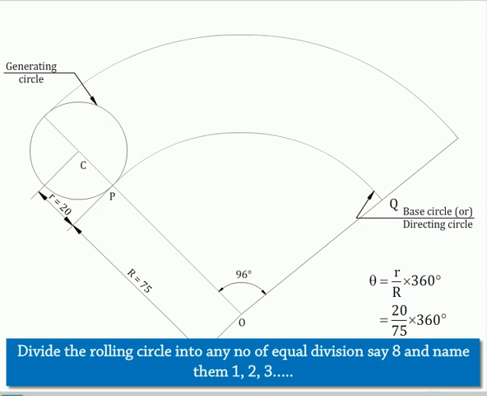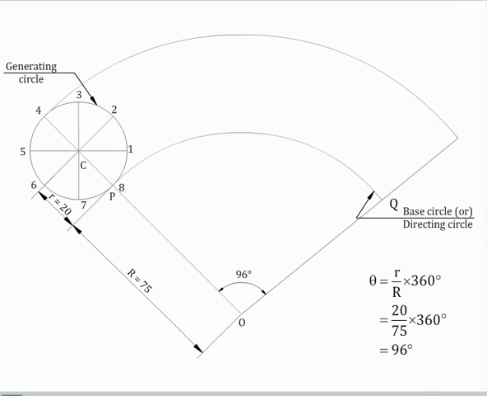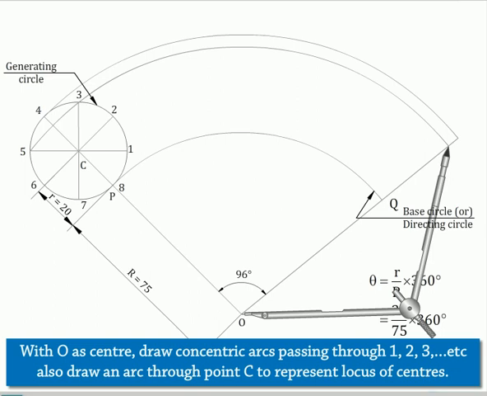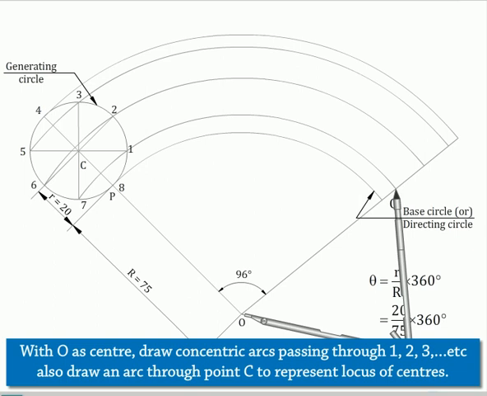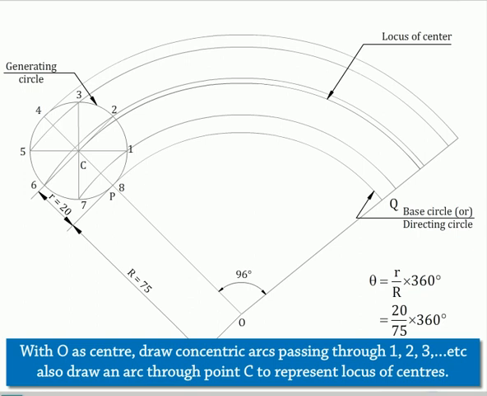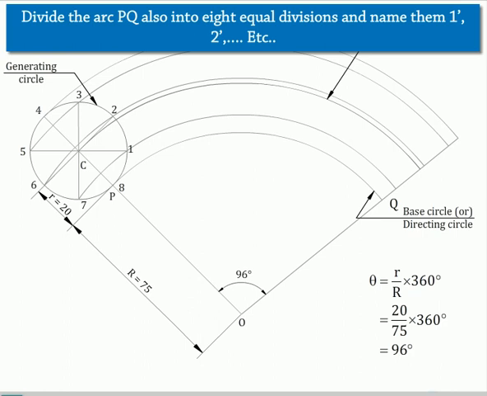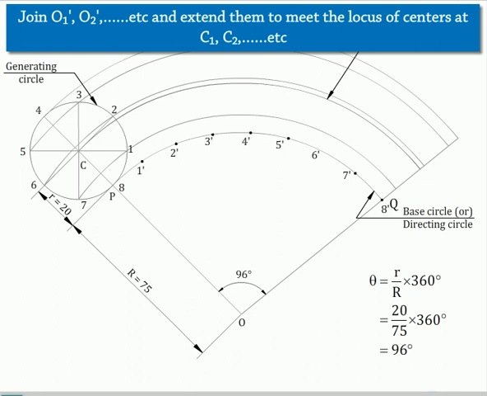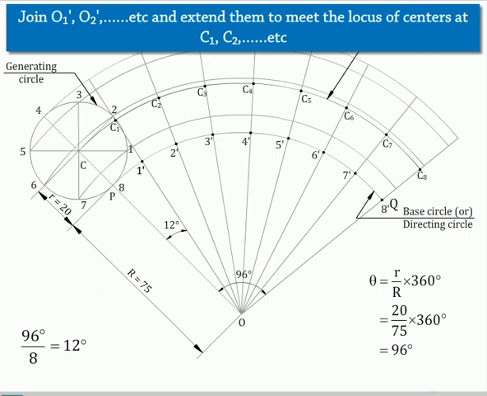Divide the rolling circle into any number of equal divisions, say 8, and name them 1, 2, 3, etc. Now, with O as center, draw concentric arcs passing through points 1, 2, 3, etc. Also draw an arc through point C to represent the locus of centers. Divide the arc PQ also into 8 equal divisions and name them 1', 2', etc. Join O1', O2', etc. and extend them to meet the locus of centers at C1, C2, C3, etc.